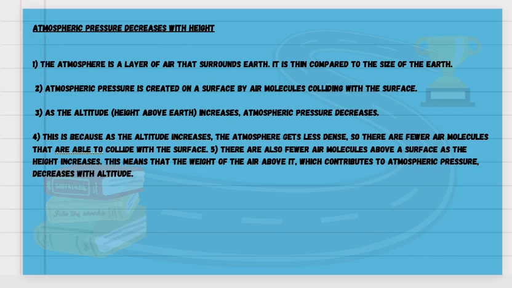Atmospheric pressure is created on a surface by air molecules colliding with the surface. As the altitude high above Earth increases, atmospheric pressure decreases. This is because as the altitude increases, the atmosphere gets less dense, so there are fewer air molecules that are able to collide with the surface.